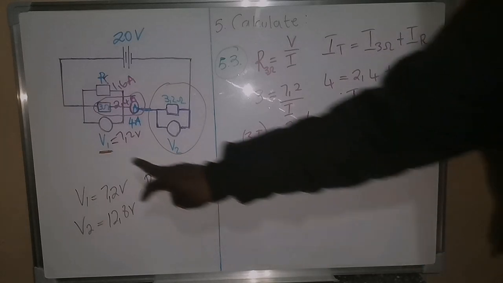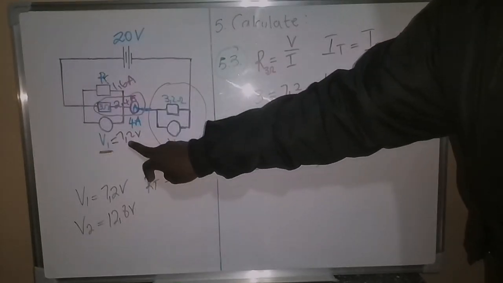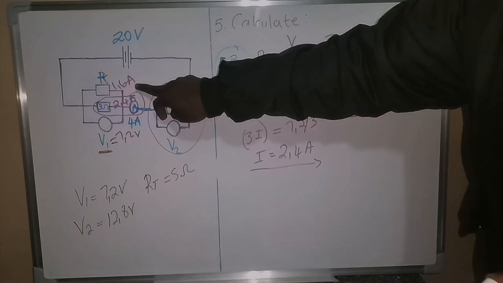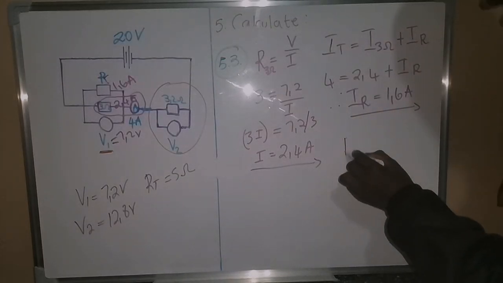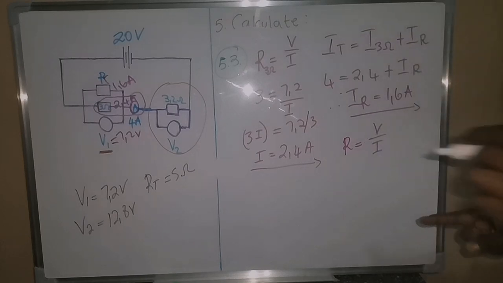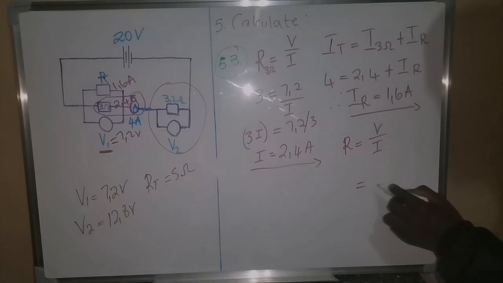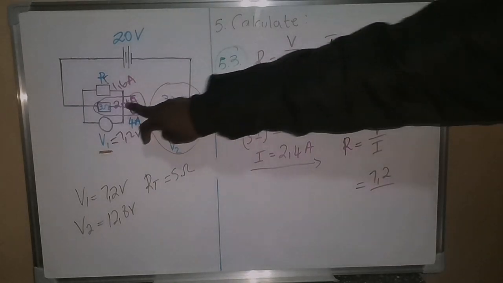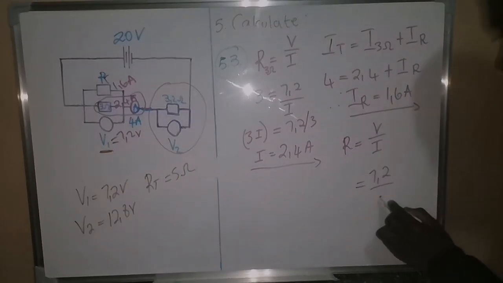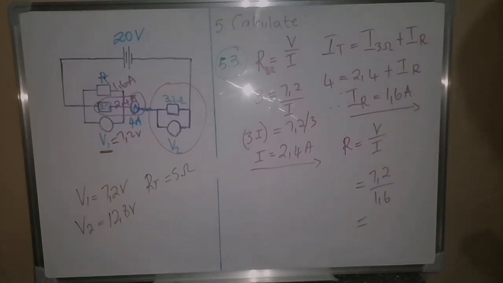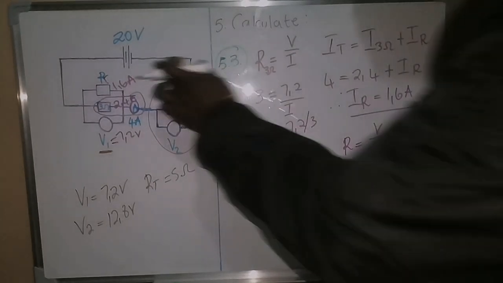Now, this V1 is the total voltage across this parallel connection, which is 7.2. This resistance R has a current of 1.6. I can find the resistance through the formula R is equal to V over I, using V1 as 7.2 and the current not on the 3 ohm resistance, but on the R resistor, to be specific, which is 1.6. Therefore, 7.2 divided by 1.6 gives 4.5 ohm. This is the resistance R.